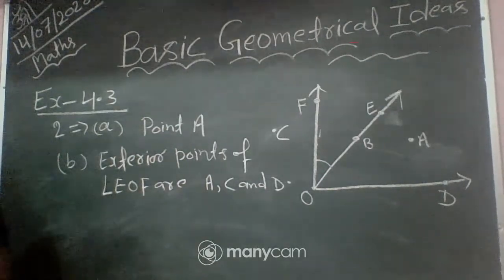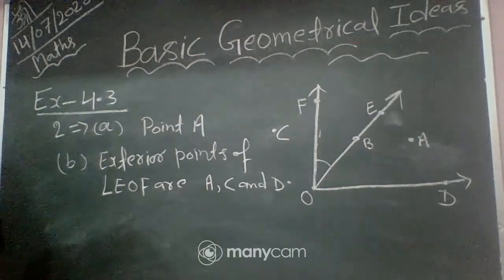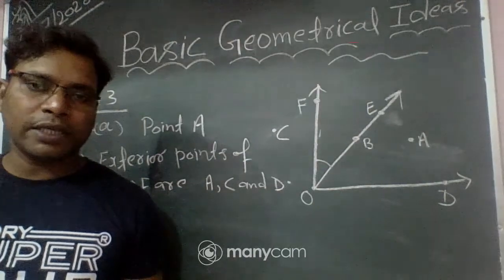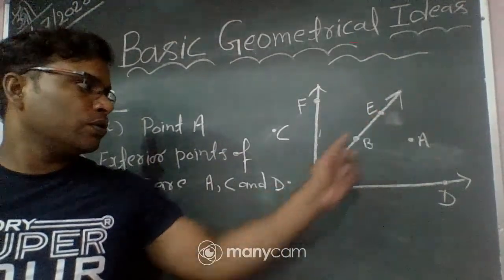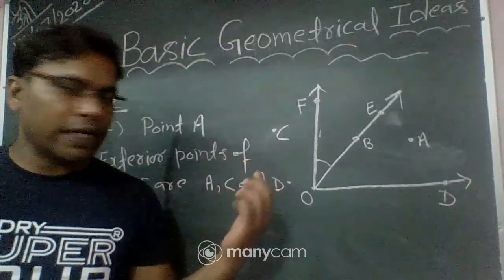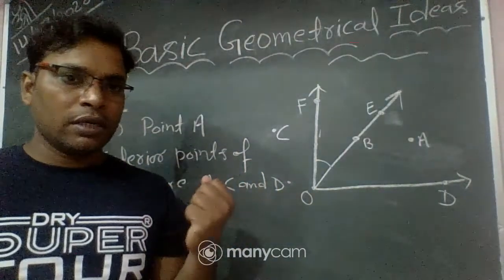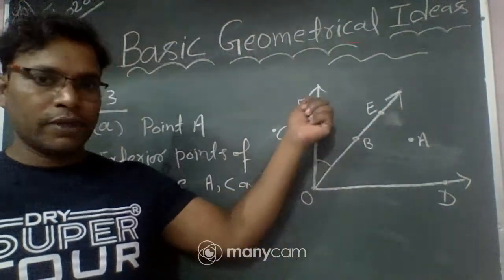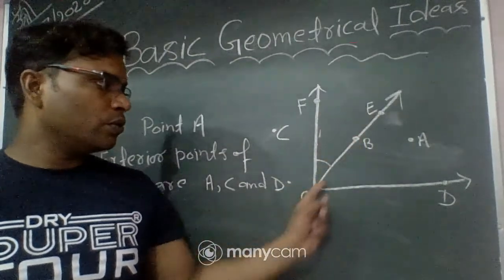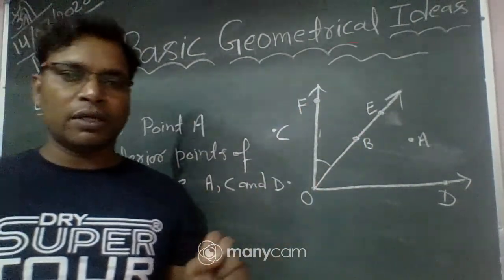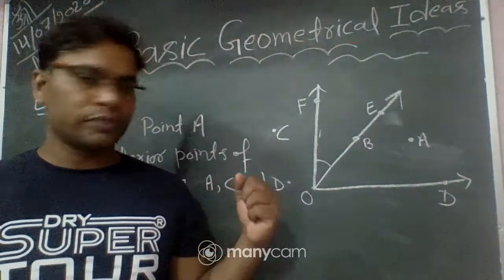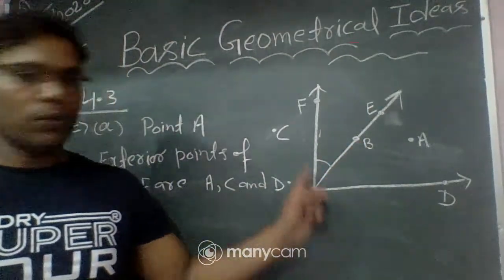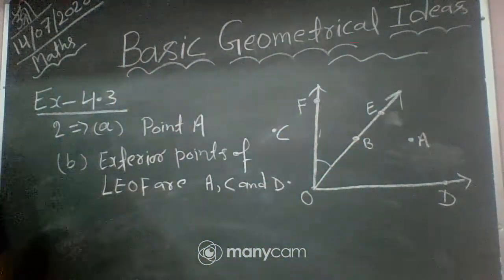Part C of this question. On angle EOF, which points are on angle EOF? Boundary points. It means the boundary points of angle EOF. So you can see EOF. Which are the boundary points? E, B, O, F are the boundary points on angle EOF. Points on angle EOF are E, B, O, F.